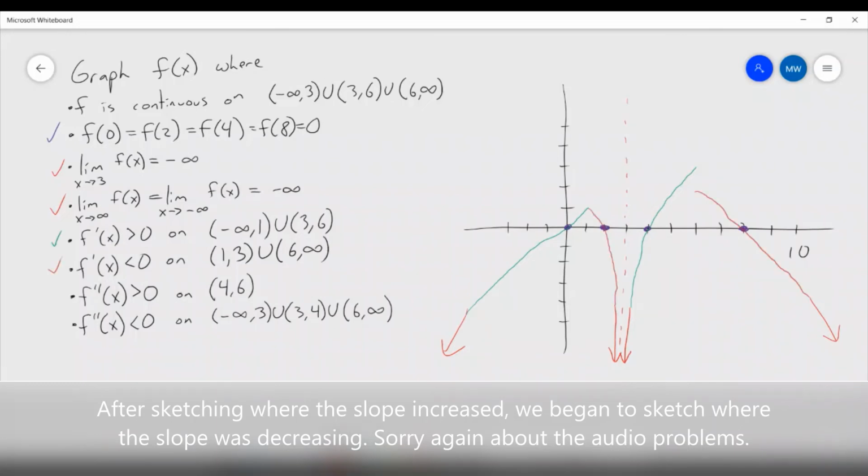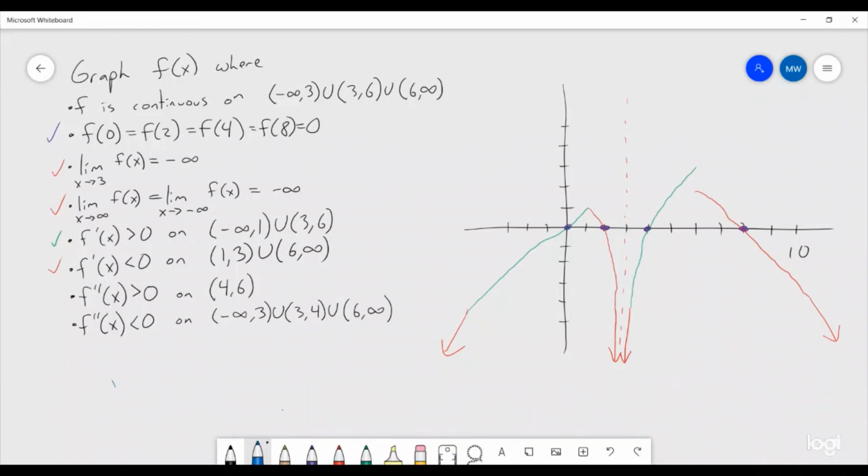Concavity tells us, remember, concavity is going to tell us if it's making this sort of shape or if it's making this sort of shape. This is concave up, where the second derivative is positive, and this is concave down, where the second derivative is negative. So it's concave up only from 4 to 6. So from 4 to 6, so let's see, we got 2, here's 4. So it's going to be concave up from 4 to 6. So that means instead of going in the shape we currently have it, it needs to be going in some sort of increasing direction like that.